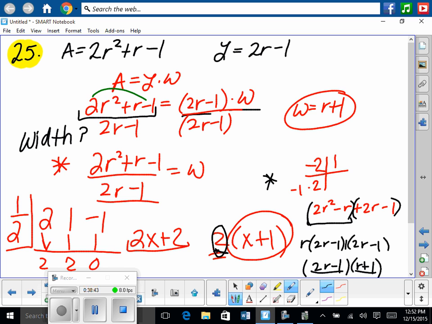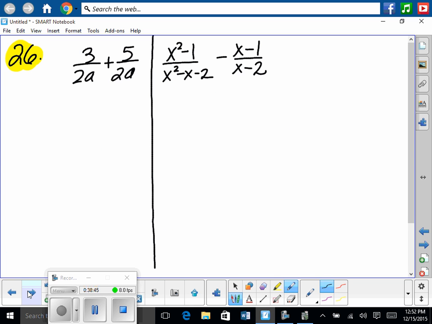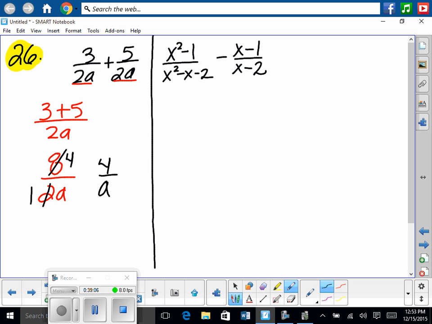Bugging me. Okay. So with this next one, we're going to add and then simplify, if possible. So to be able to add fractions, you have to have a common denominator. These ones are common. So 3 plus 5 all over 2a is 8 over 2a. Now these are all things just being multiplied. So 8 divides by 2 and becomes 4. 2 divides by 2 and becomes 1. So we have 4 over a. And with this one, we didn't have to restrict our domain because it would specify if so. All right, so that's 26.